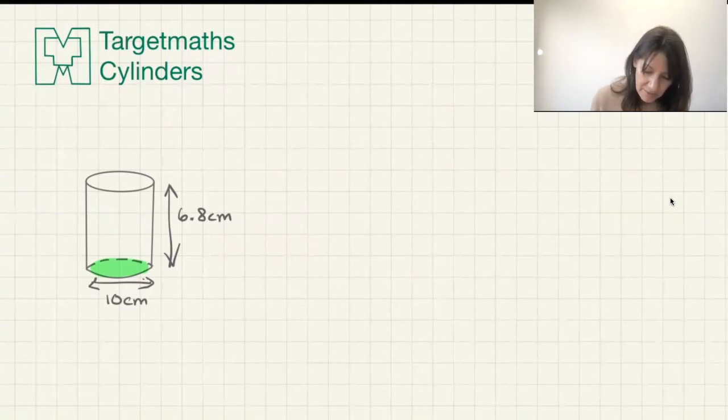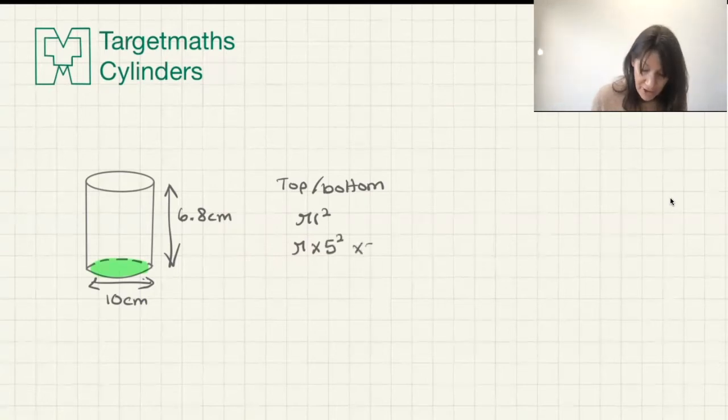Okay, so my top and my bottom is 2 circles. Pi r squared, r is 5, so pi times 5 squared, but obviously I want 2 of those, which will give me 50 pi. So my top and my bottom is 50 pi. 5 squared is 25, and then 25 times 2 is 50. So that's where the 50 came from.